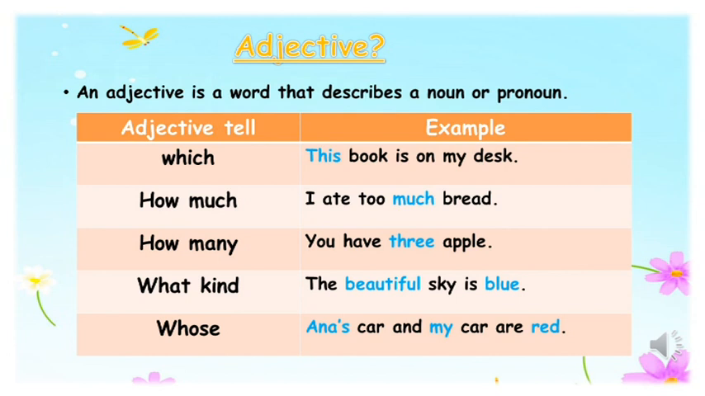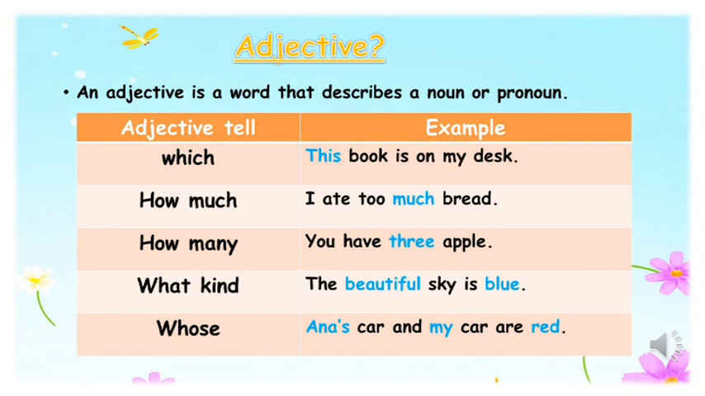Let's look at an example of what kind. The beautiful sky is blue. This sentence has 2 adjectives that tell us what kind. Do you see them? Beautiful and blue. Both of these adjectives describe the noun sky. They tell us what kind of sky. What kind of sky is it? A beautiful sky and a blue sky.